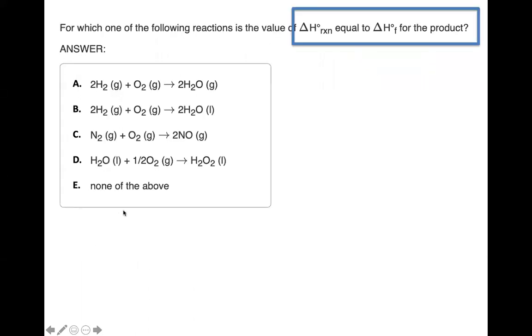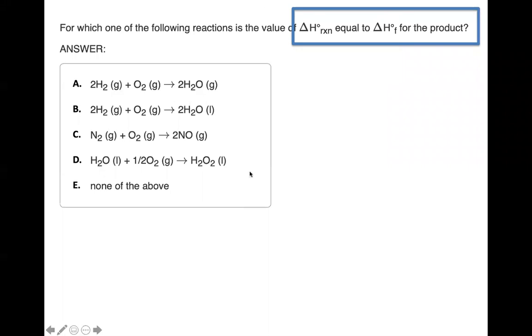Here's another one that was within the video. And I brought this one up because I wanted to let you know, once again, that this symbolism right here, delta H raised to the 0 superscript, f, is saying the standard enthalpy of formation reaction.